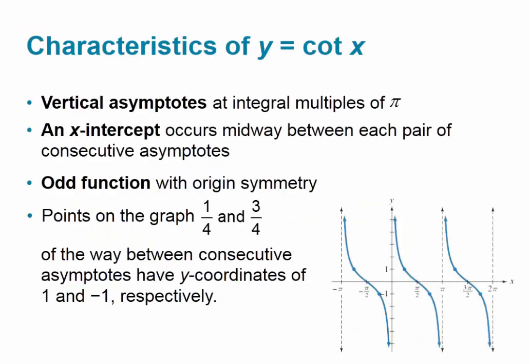Okay, the vertical asymptotes, remember with tangent, they occurred at pi over 2 or odd multiples of pi over 2. Here, these are going to occur at multiples of pi. So 0, pi, 2 pi, 3 pi, 4 pi, and so on and so forth. Just like the tangent, our x-intercepts are occurring halfway between my asymptotes.